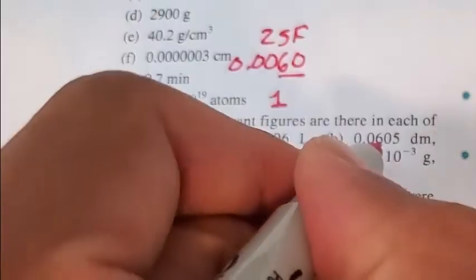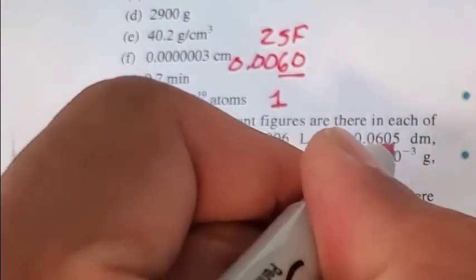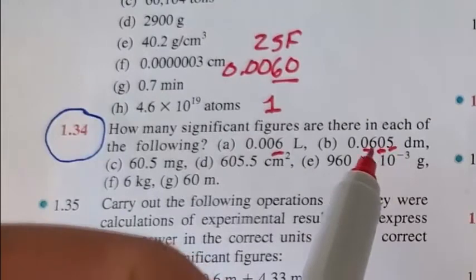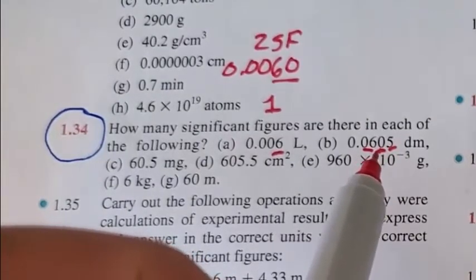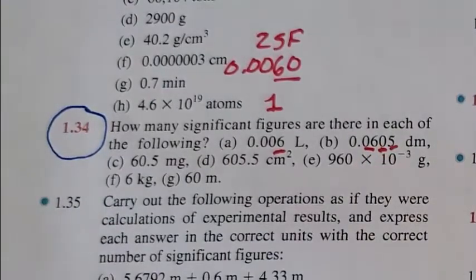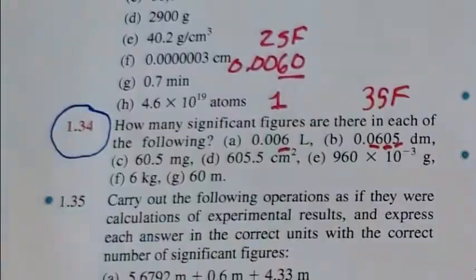How about part B? Remember, issues come with zeros. That's where we get our little headaches here. A 0 that's between two real numbers. Obviously 6 is real. 0, that's the issue. 5 is real. The 0 is flanking, is guarded by two real numbers. So that's considered significant. So that's 3 SF, 3 sig figs.